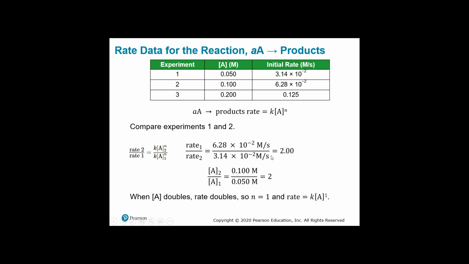So then basically you divide these using the log and so forth, because you're trying to determine n, and this is 1. So when the concentration of A doubles, the rate also doubles. So n equals 1. And we have the rate and the rate constant. This is a first order reaction with respect to the concentration of A.